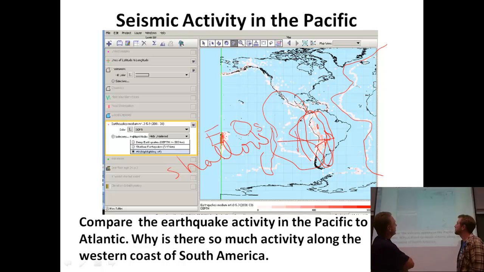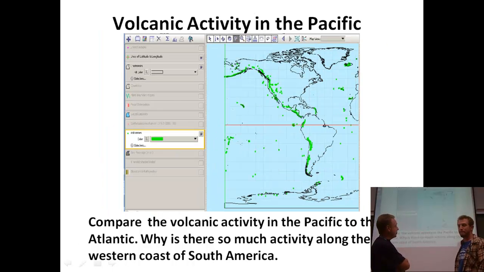This one is volcanic activity in the Pacific. Still in the Pacific, but now we're looking at volcanoes. So you're going to want to write down that you're looking at volcanoes. It's not the same exact pattern, is it? It's a little bit different.